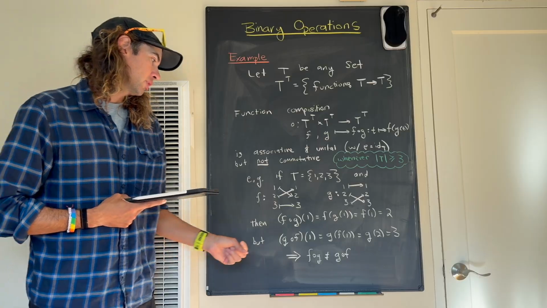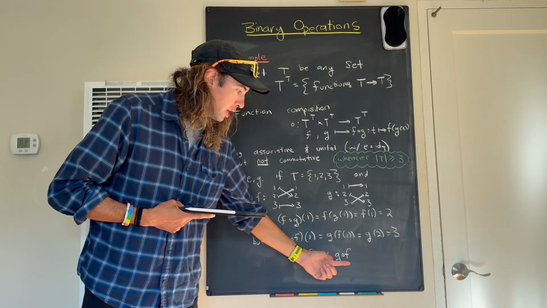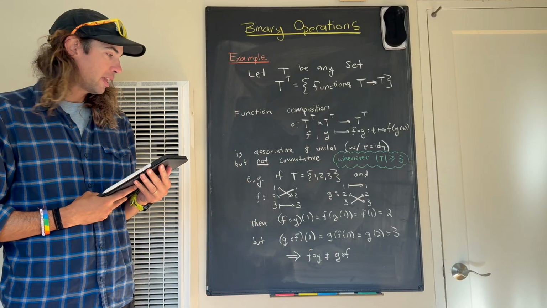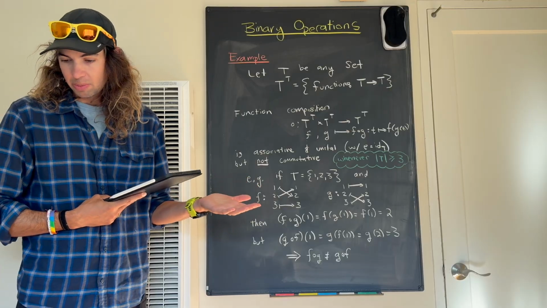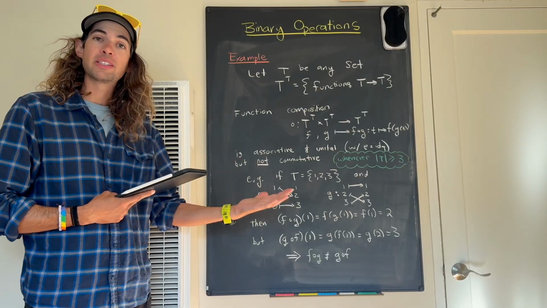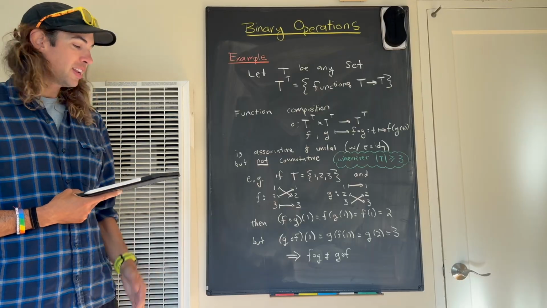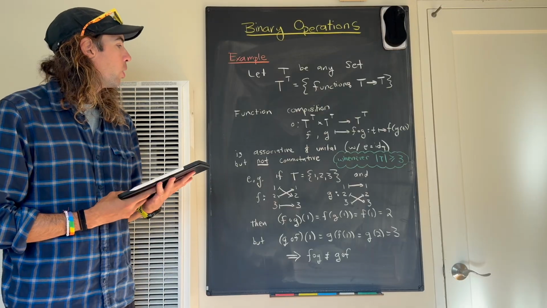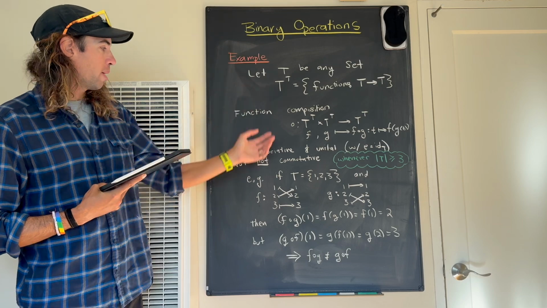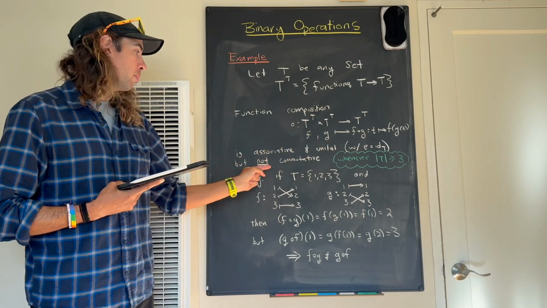And you'll notice that 2 is not the same number as 3, which means that the function f compose g and the function g compose f are not the same. Because what does it mean for two functions to be the same? It means that they have the same value on every input. Nice, okay, so that's an example of a binary operation which is associative and unital, but not commutative.